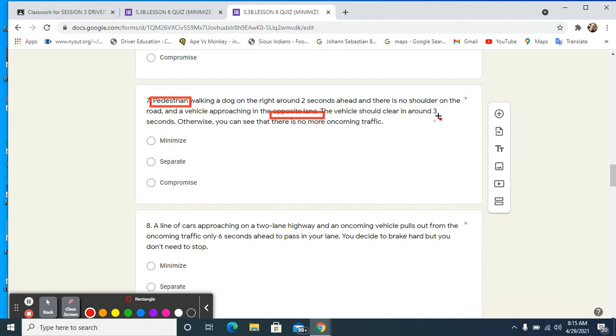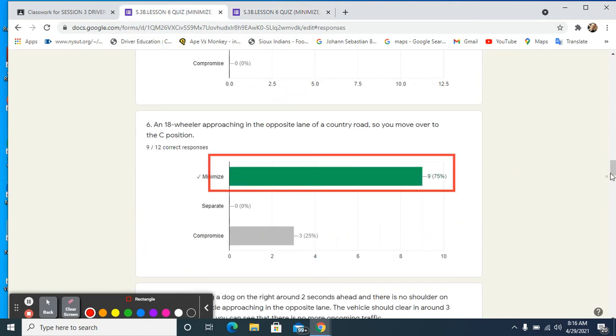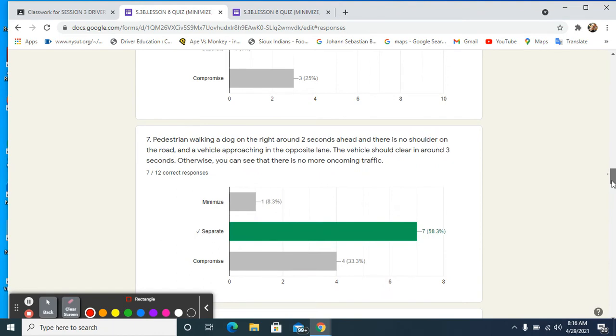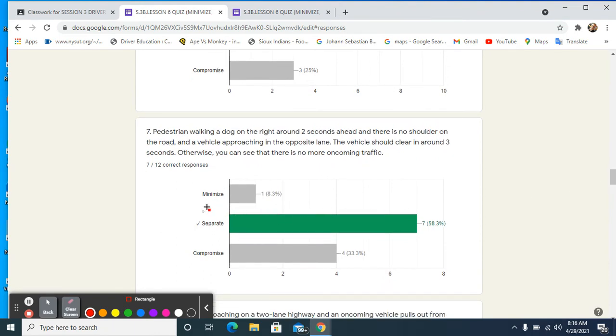The vehicle should clear in around 3 seconds. Otherwise, you can see there are no oncoming vehicles. What do we do in this situation? We need to bring our car way down to speed. Use your brakes, okay? Allow the vehicle approaching in the opposite lane to clear, and then we can go around the pedestrian. This is a clear example of separate. See how we did on this. Very good. Separate is the answer.